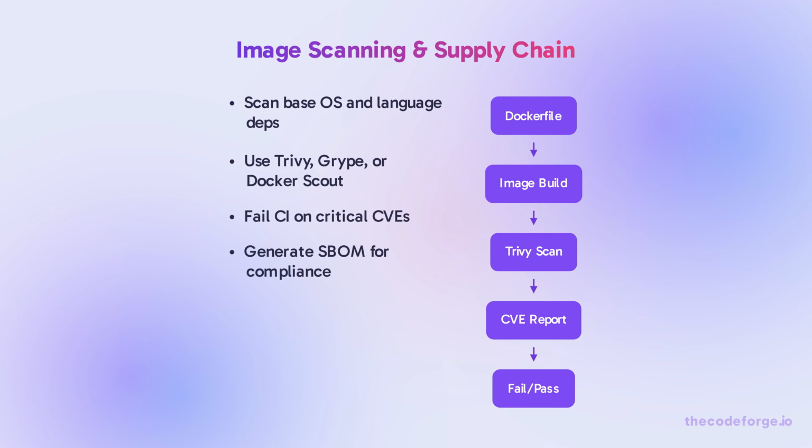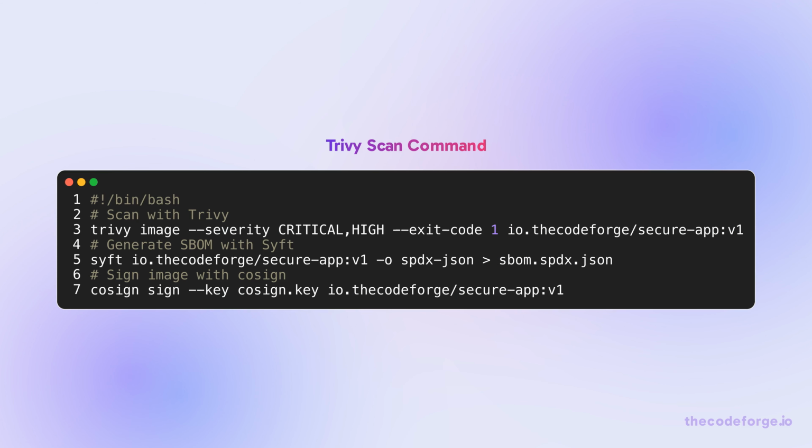Every dependency in your image is an attack surface. Scan both OS packages and language dependencies. Integrate scanning into CI and fail the build on critical CVEs. Generate an SBOM for rapid incident response. Here's how to scan an image with Trivy, generate an SBOM with Syft, and sign the image with cosign. The exit code 1 flag ensures CI fails if vulnerabilities are found.